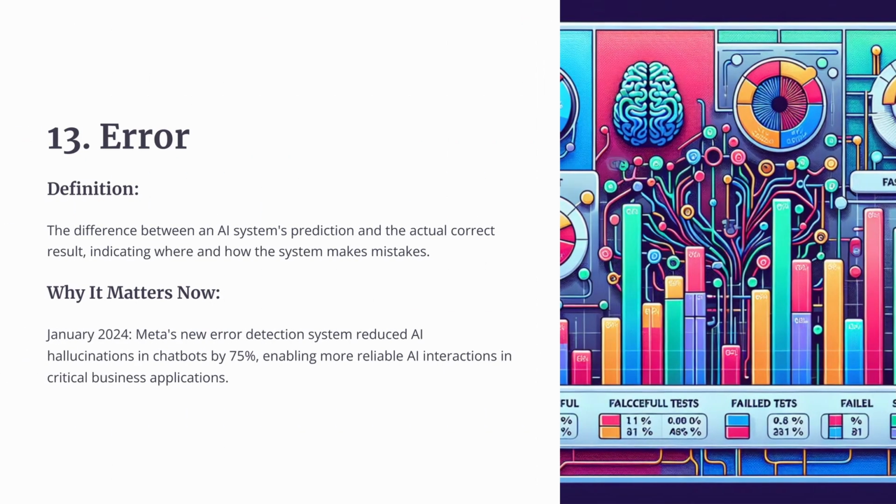Error is the difference between an AI system's prediction and the actual correct result, indicating where and how the system makes mistakes. Everyone makes mistakes, even AI. The key is understanding and reducing these errors. Meta's breakthrough is particularly exciting because it addresses one of AI's biggest challenges: hallucinations, or making up false information. It's like having a fact checker built right into the AI's brain, making it much more reliable for real world use.